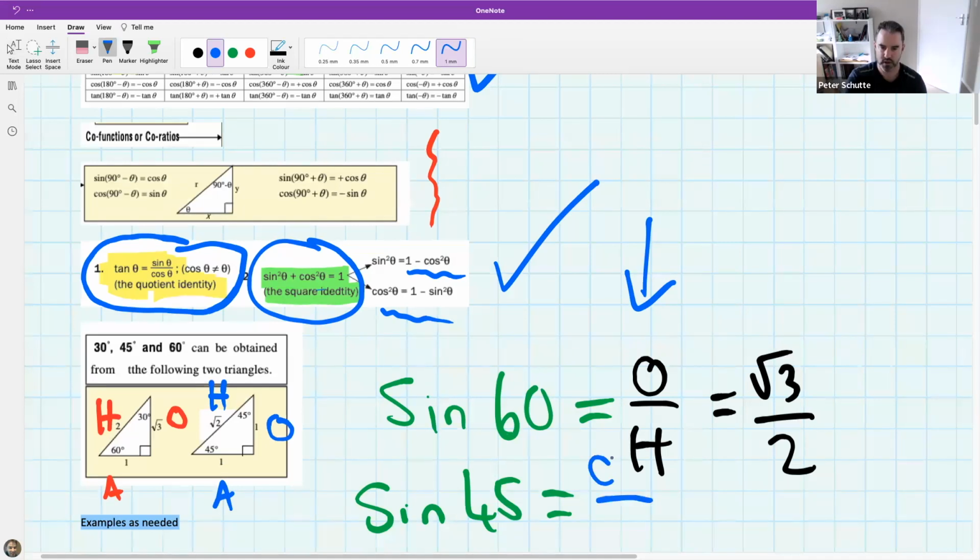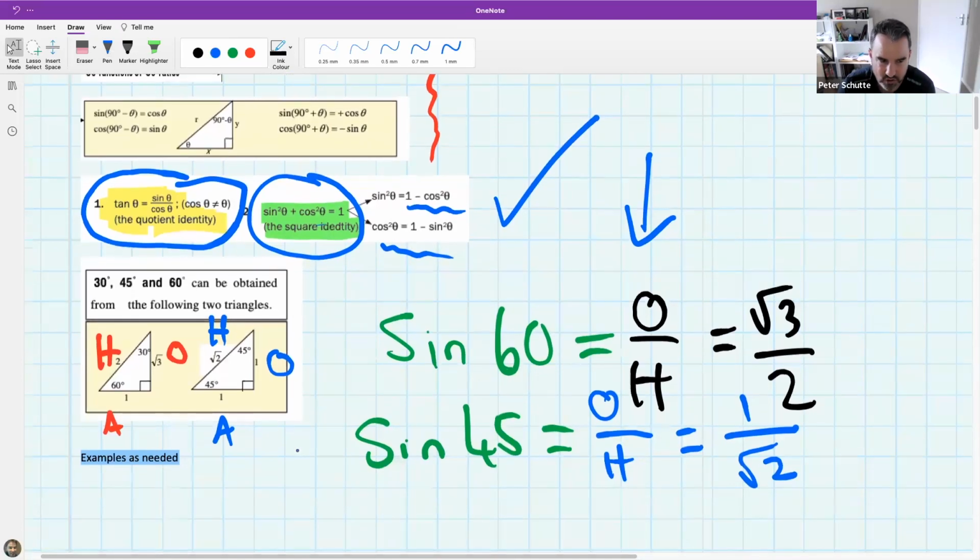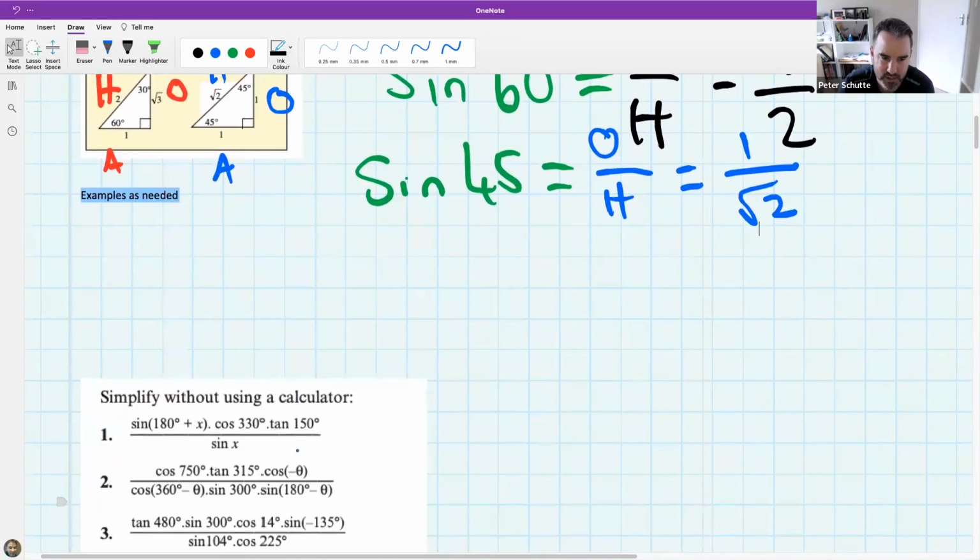So sine is still opposite over hypotenuse, but the opposite will be a 1 and the hypotenuse will be a root 2. So this is what we call using special triangles and evaluating an expression without a calculator. Okay, so that is our base ideas for today. Let's get cracking with a proper type of question.